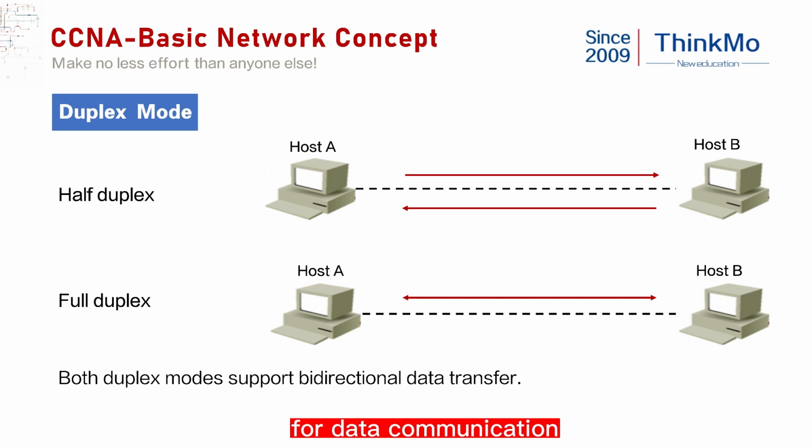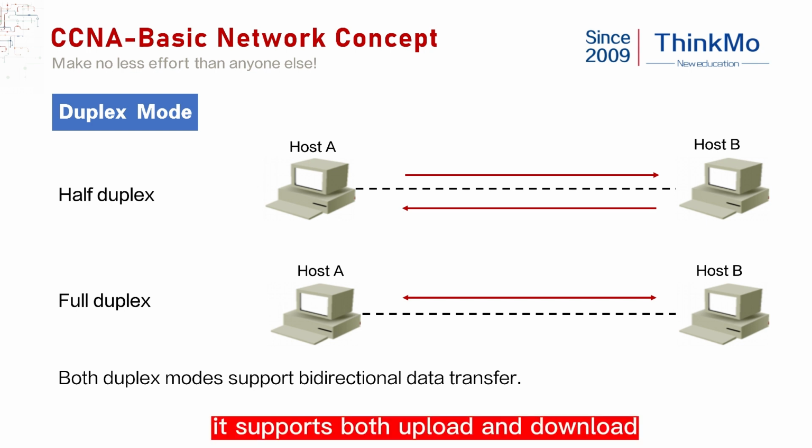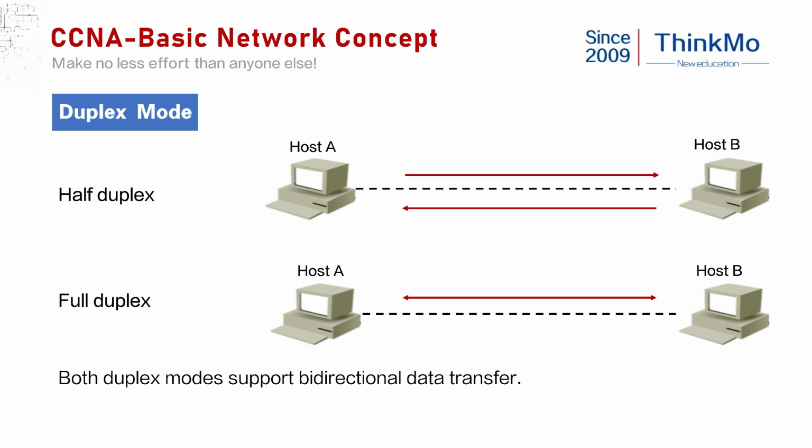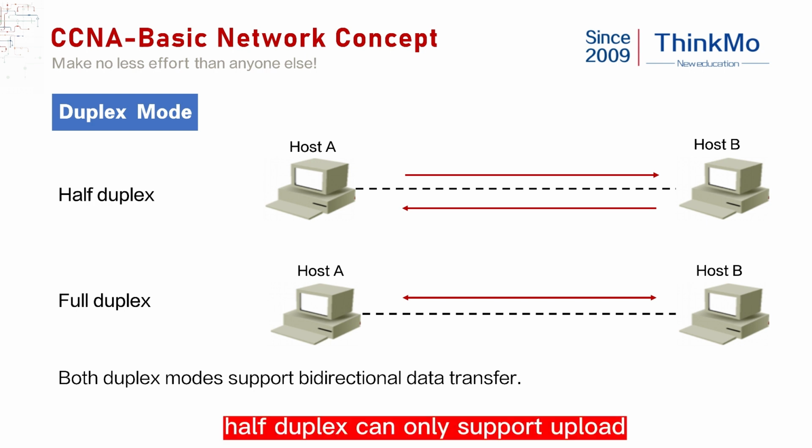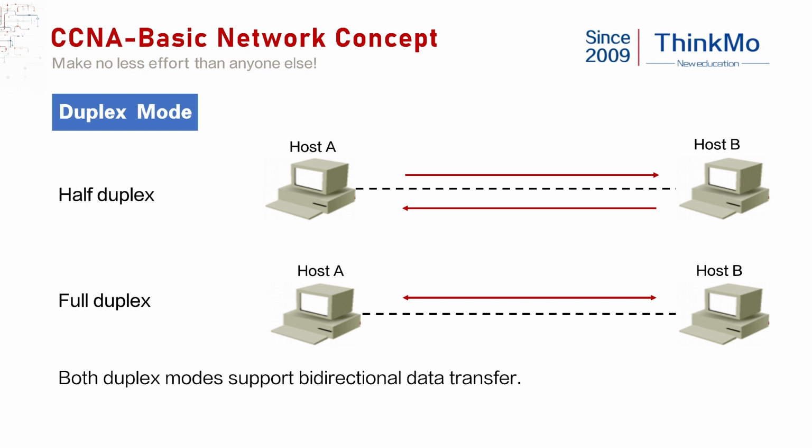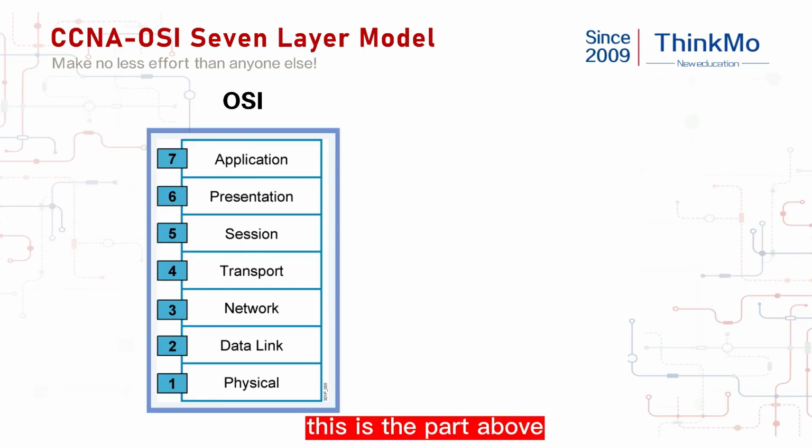For data communication, I can upload data and data can also be downloaded, non-interfering between the two. But please note, both duplex modes support both upload and download. It's just that half duplex doesn't support doing two things at the same time, while full duplex does. It is not that half duplex can only support upload or only support download. First of all you need to know this. Okay, then we have basically almost finished this part of the PPT. This is the part above.